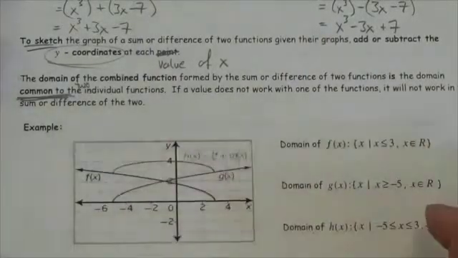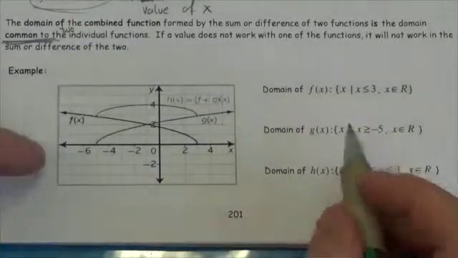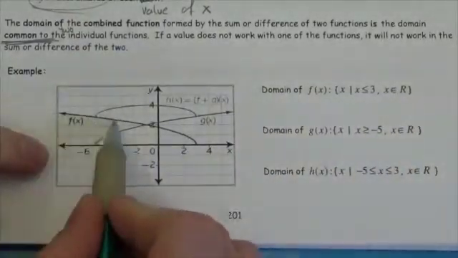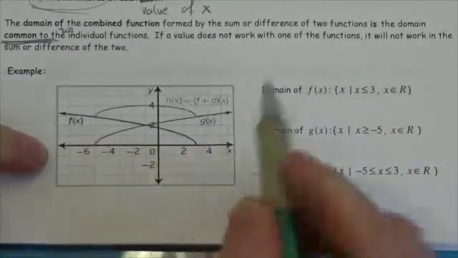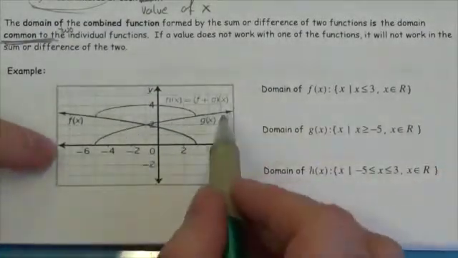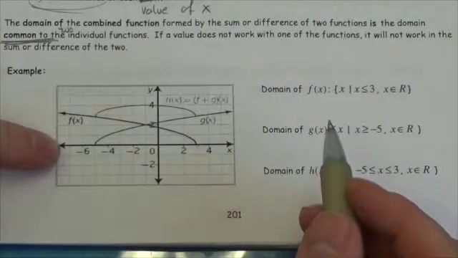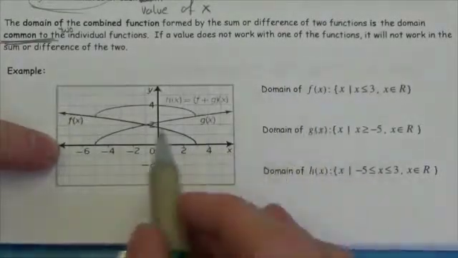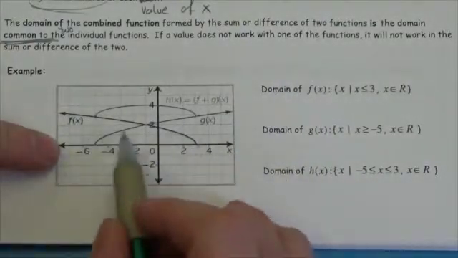So the example that we're looking at down here is f of x, and notice f of x stops right here at 3. There's nothing beyond positive 3. G of x starts at negative 5 and slides forward.